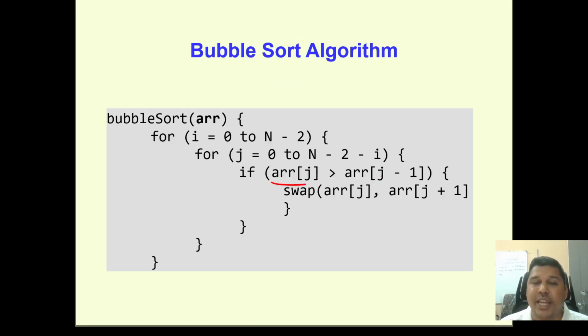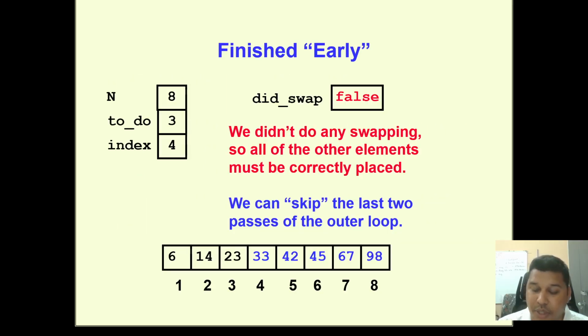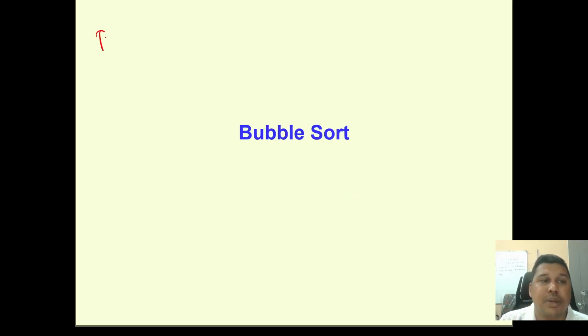Then simple A of j greater than A of j minus 1 or A of j greater than A of j plus 1, whatever you take, you just swap the elements. Okay, so this is the logic of bubble sort technique, right? So time complexity, when it comes to time complexity of bubble sort, best case, worst case, average case, let us try to analyze that. Okay, let's try to understand the best case, average case and the worst case of bubble sort.